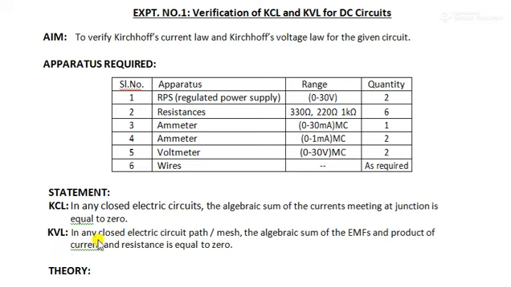What is the KVL statement? In any closed electric circuit path, the algebraic sum of EMFs and the products of currents and resistance is equal to 0. That is, the summation of E plus the summation of IR is made equal to 0 in any closed circuit. These are the statements of KCL and KVL.